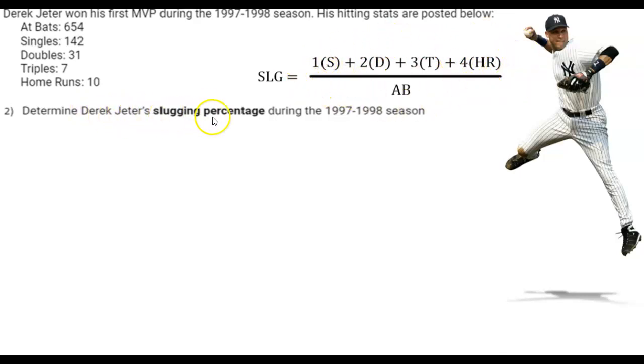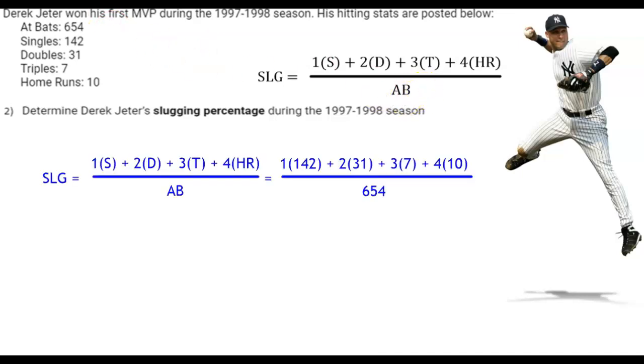If we were to determine his slugging percentage during the season, we'd have to fill in these values with the numbers that we know. We know his singles, doubles, triples, and home runs. That goes in the numerator. And then the at-bats, the tries, goes in the denominator. Okay, so we have the slugging percentage formula here: 1 times singles, 2 times doubles, 3 times triples, and 4 times home runs, divided by at-bats. And you can see I just took the numbers from the problem and substituted them in. This is singles, number of doubles, number of triples, number of home runs, and at-bats or tries or attempts is 654.